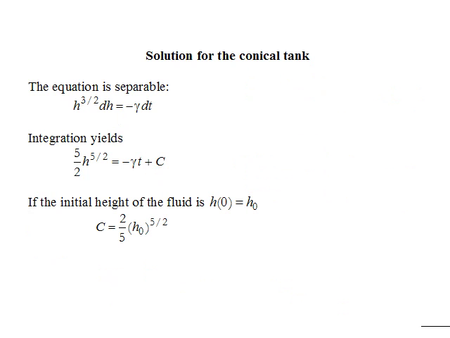Get rid of all the writing now. So here's my equation. I've got the c in it. Remember, this is the general equation. I want to develop the particular equation because I'm going to specify this initial condition. The initial height of the fluid is h at 0 equals some h naught. Substitute that in, and I get an expression for that constant of integration. C equals 2/5 h naught raised to the 5/2 power. And I'll substitute that back into the equation, solve for h, and that will be my solution for the conical tank.